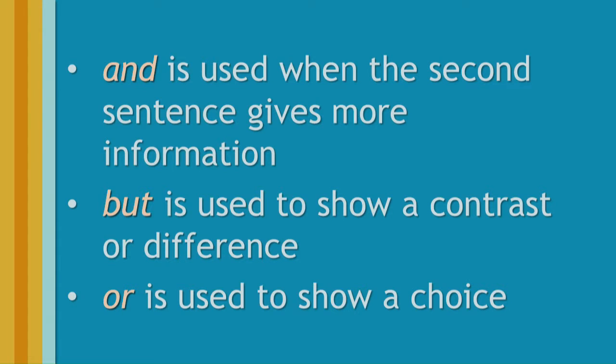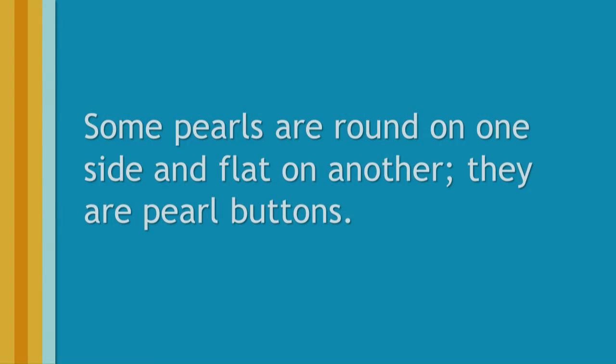Now there's one more thing that I want you to think about before we finish, and I want you to look at this sentence. It says, some pearls are round on one side and flat on another; they are pearl buttons. Now, do you notice what connects the two sentences? Right, it is a semicolon. Now, do you know what type of sentence this is? This is a compound sentence.